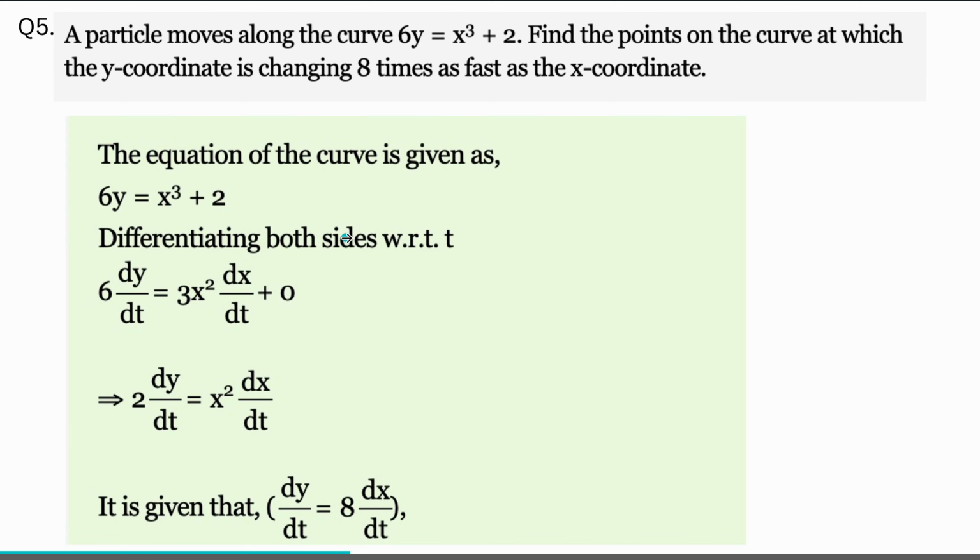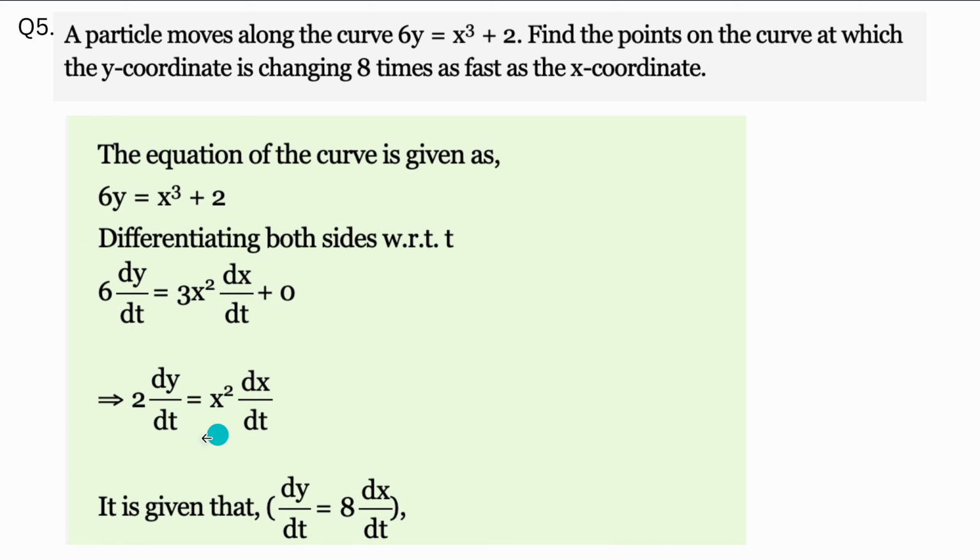Question number 5 says a particle moves along the curve 6y = x³ + 2. We are supposed to find the points on the curve at which the y coordinate is changing 8 times as fast as the x coordinate. So here we write the equation of the given curve. Now differentiating both sides with respect to t, 6 dy/dt = 3x² dx/dt + 0, because 2 is a constant.